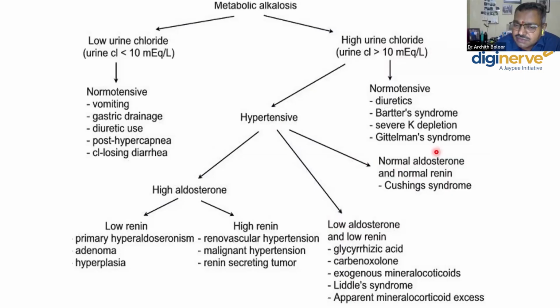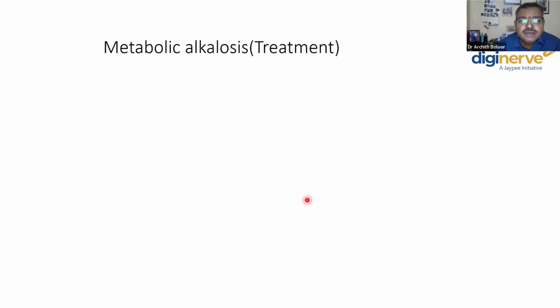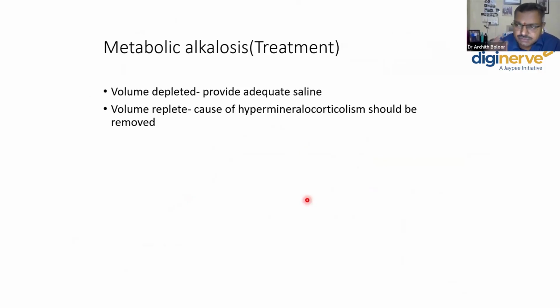Hypertension, normal aldosterone, normal renin is Cushing syndrome. Hypertension, high aldosterone, low renin is Conn syndrome. Hypertension, high aldosterone, high renin is renovascular hypertension. So please remember this combination. Very, very common MCQs asked for you in your NEET. Metabolic alkalosis treatment: very important is to supplement saline, and based on the hormone we have assessed, you can use any one of the treatments for the specific causes that are there.